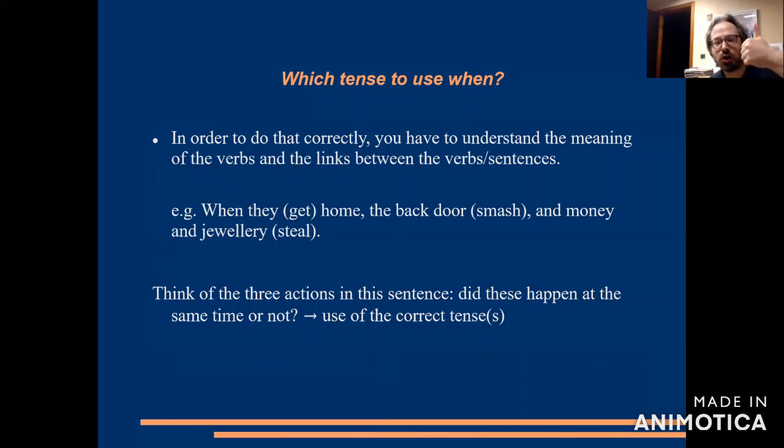When they got home, the back door had been smashed and money and jewelry had been stolen. If you don't want to use had been too much, you could say, when they got home, the back door had been smashed and money and jewelry stolen. Or number three, when they got home, the back door was smashed and money and jewelry had been stolen.